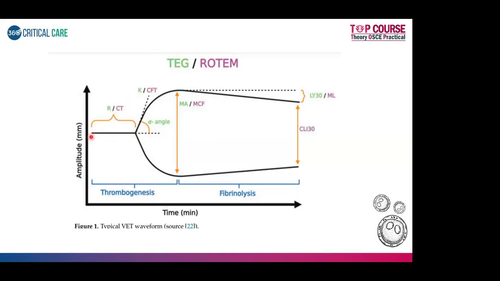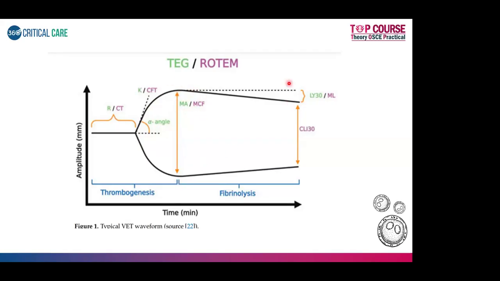Okay, so initially when the tissue injury happens and the clot forms and all your clotting factors come into picture, usually it helps us understand the R time or the reaction time in TEG, or the clotting time in ROTEM. Okay, and then you have fibrinogen coming into picture, that usually is measured by the alpha angle. Okay, and then you have the K time in TEG or the clot formation time in ROTEM. Then you have the maximum amplitude or maximum clot firmness. This is about the platelets.